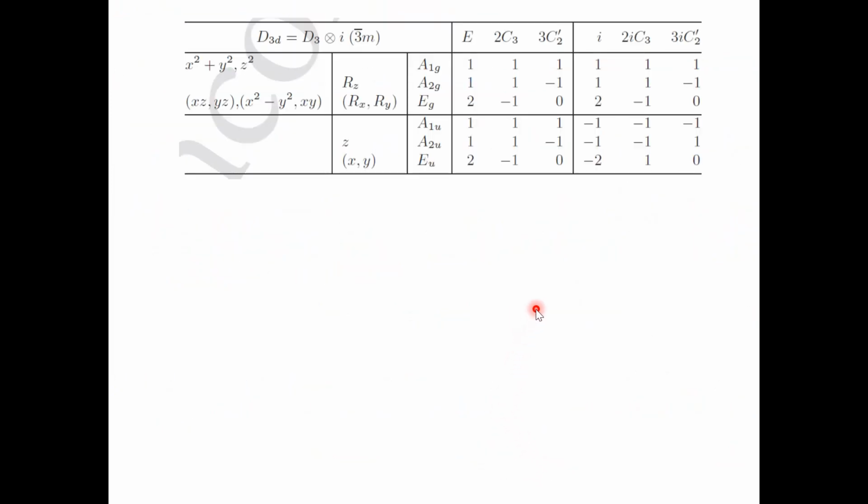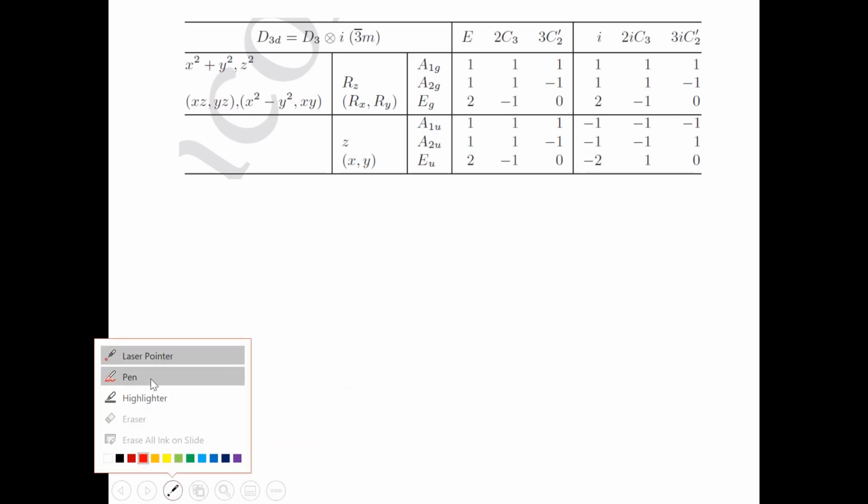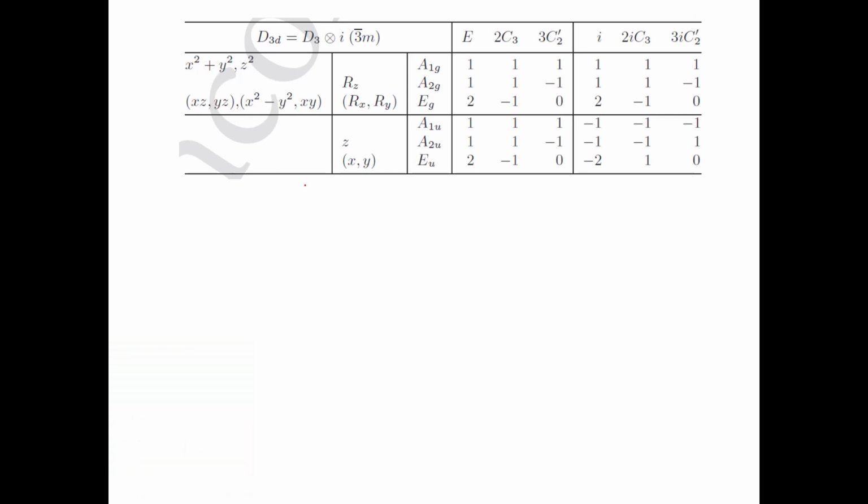So again, let's see how this works by example. Once again, I'm not going to prove that. You can see the proof on page 103 of the textbook. Again, let's see how this works by considering the D3D group, which is the direct product of D3 and the identity, and it's similar to what we have considered already.